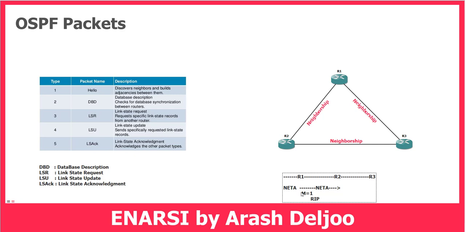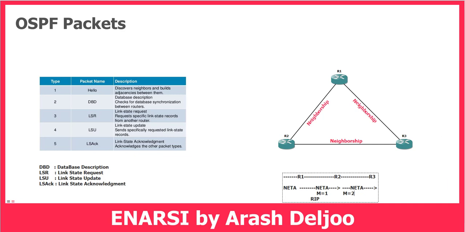In RIP we are sending the metric with one value more, meaning you have a distance to this network with a metric of 1. But when R2 sends this update to router 3, it should change the values in this update. For example, it should send the metric as 2. Meaning R3, you have a metric of 2, or distance 2, to net A.